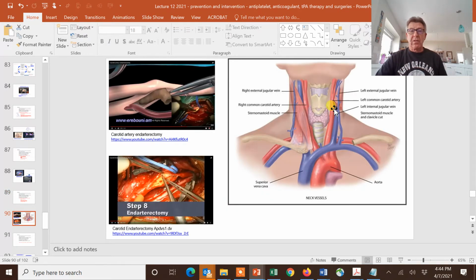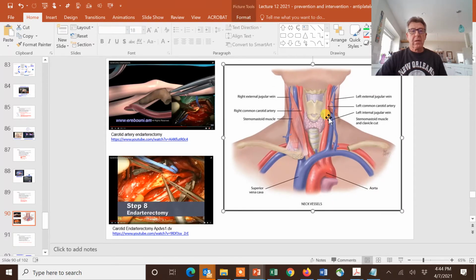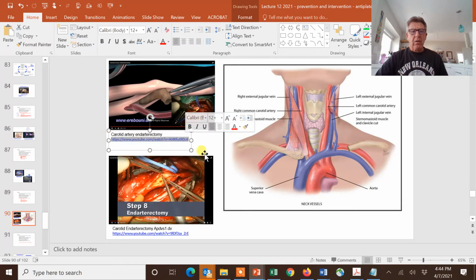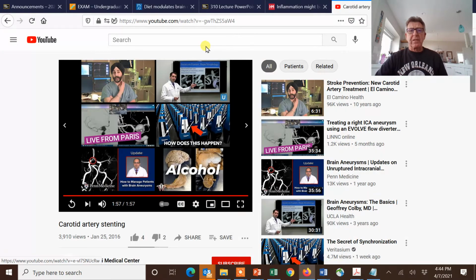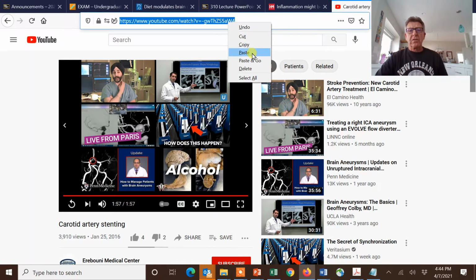So remember, this is your carotid artery right here. We can show you a real quick one right here that again shows you the model along with the surgical procedure. And then this is a really long video. This one right here, it's so awesome. We may watch it together later. I'll show you the hot spots.